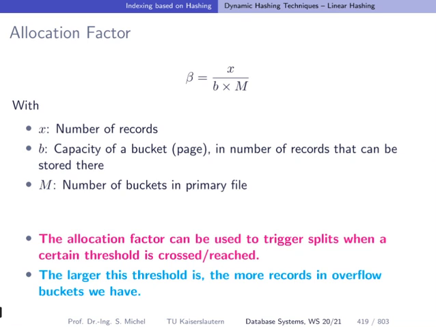So what we did not define yet is the condition at which we have to split a bucket into the old bucket and the new bucket. For this, we define the so-called allocation factor, which is simply the number of records x divided by the capacity of the buckets multiplied by the number of buckets in the primary file. So it's x, number of records, divided by the space we have available in the primary file. And this allocation factor is used to trigger the splits in linear hashing.